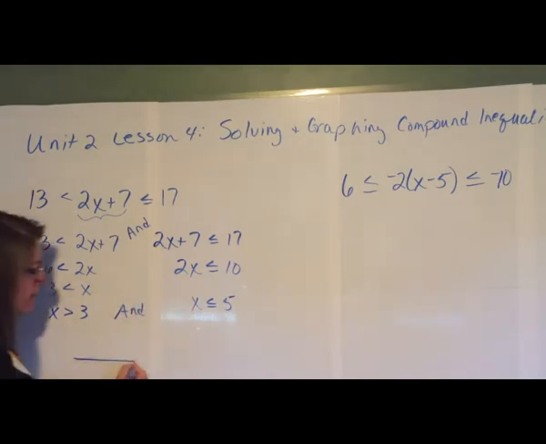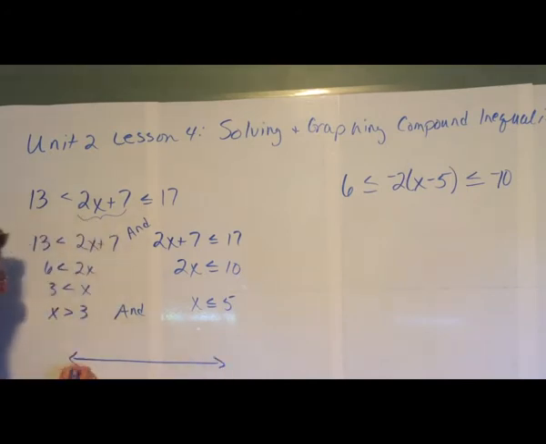So if we look at that, we're going to put 3 and 5 on the number line. It's an and, so I know I graph above the line. At 3, it's an open circle, shaded to the right.